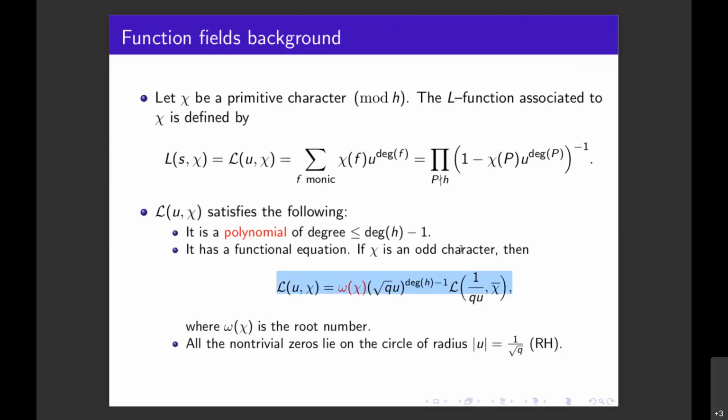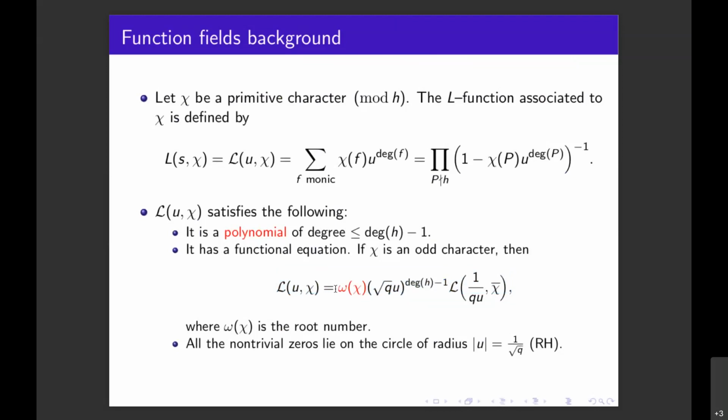So we can relate L of u chi to L of 1 over q u chi bar, where again chi bar is the conjugate character. So this is the same as relating L of s chi to L of 1 minus s chi bar. And here omega of chi is the root number. This has absolute value 1. And it will be important in what I'm going to talk about next.